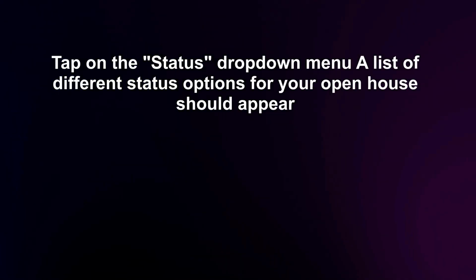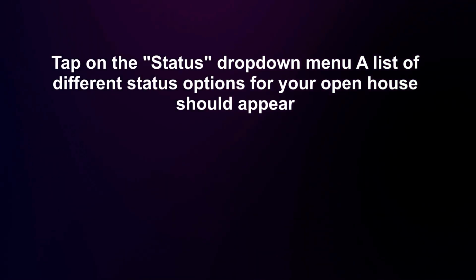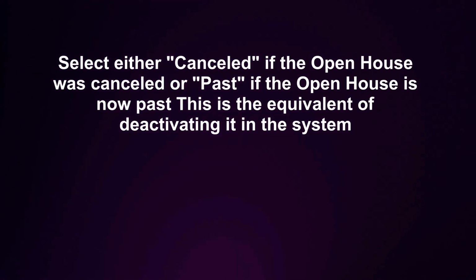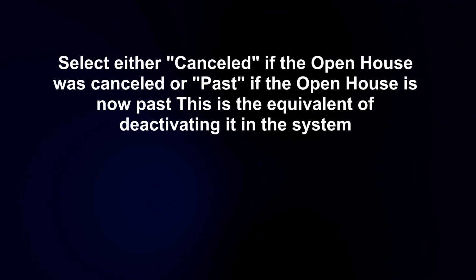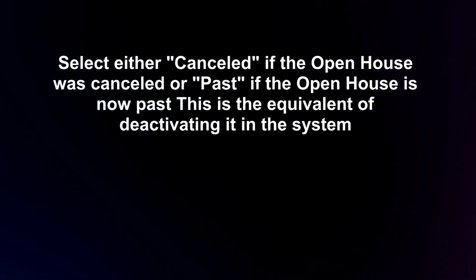Tap on the status drop-down menu. A list of different status options for your open house should appear. Select either canceled if the open house was canceled or passed if the open house is now passed. This is the equivalent of deactivating it in the system.